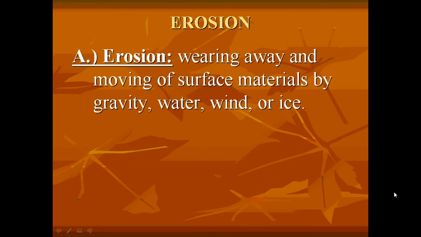Erosion is the wearing away and moving of surface material by gravity, water, wind, or ice. So those are the 4 ways we can erode our Earth.